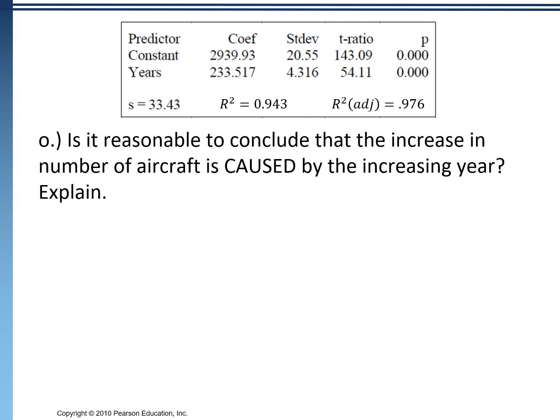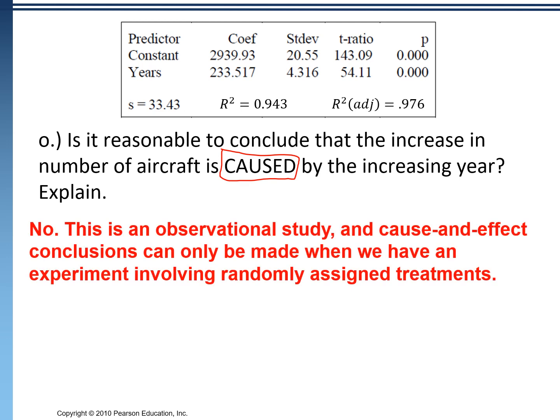1990. Is it reasonable to conclude that the increase in number of aircraft is caused by the increasing year? Explain. So causal conclusions can only be made when we have an experimental design with assigned treatments. We don't have that here. We have an observational study. Because of that, no, we can't conclude that the increasing year is causing that increase in the number of commercial aircraft. There could be a lurking variable that's affecting both of these things at the same time.